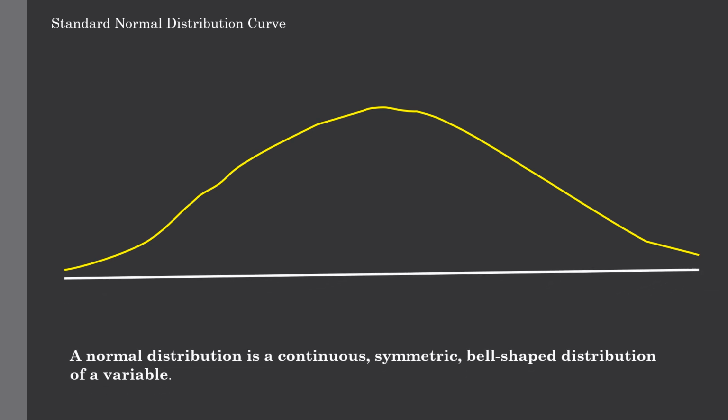The mean, median, and mode are equal and are located at the center of the distribution. A normal distribution curve is unimodal, that is, it has only one mode. The curve is symmetric about the mean, which is equivalent to saying that its shape is the same on both sides of a vertical line passing through the center.